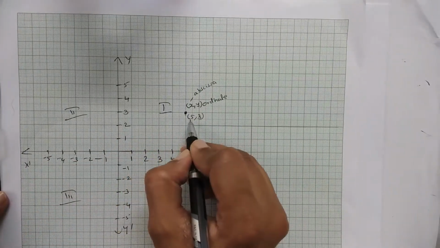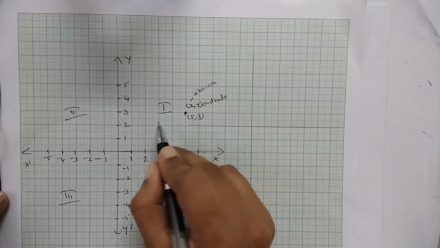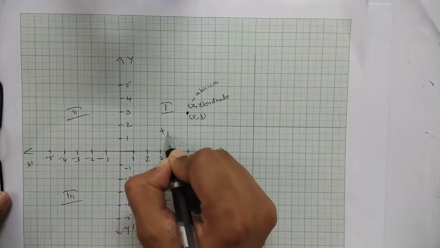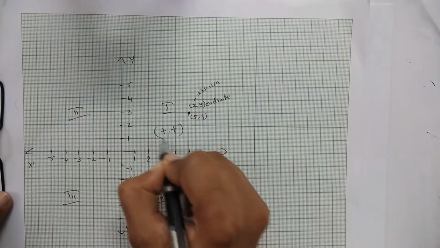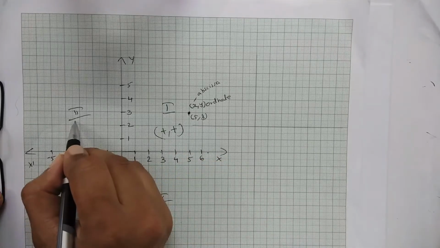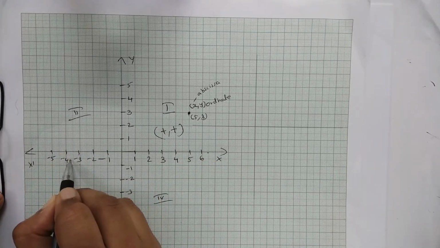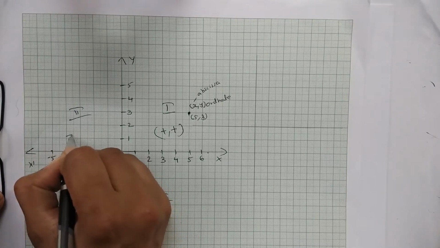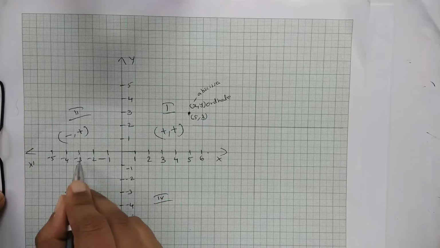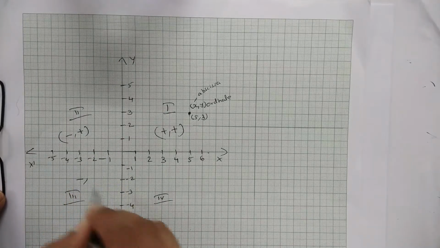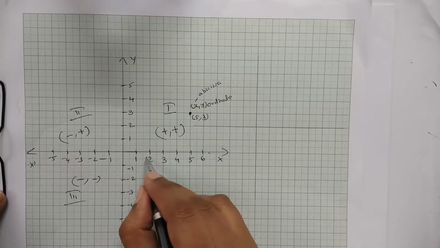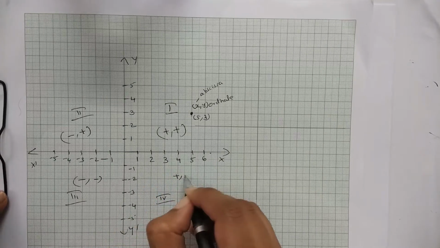In the first quadrant, what is positive here? Both coordinates are positive: the x-coordinate is positive and the y-coordinate is also positive. What about the second quadrant? Here you first consider the x-coordinate, which is negative, and the y-coordinate is positive. What about here? Here it is negative and here also negative, so both coordinates are negative. What about the fourth quadrant? The x-coordinate is positive and the y-coordinate is negative.